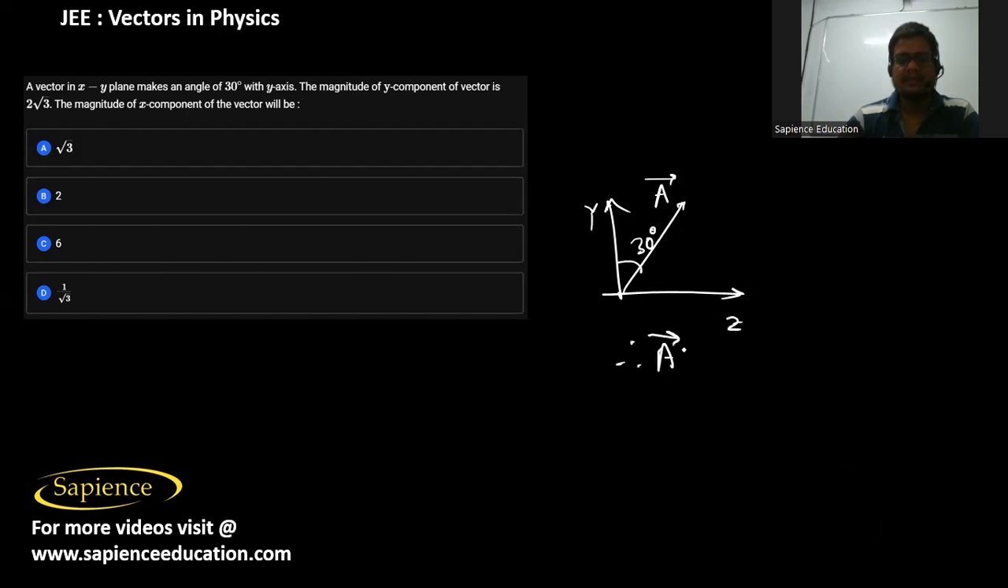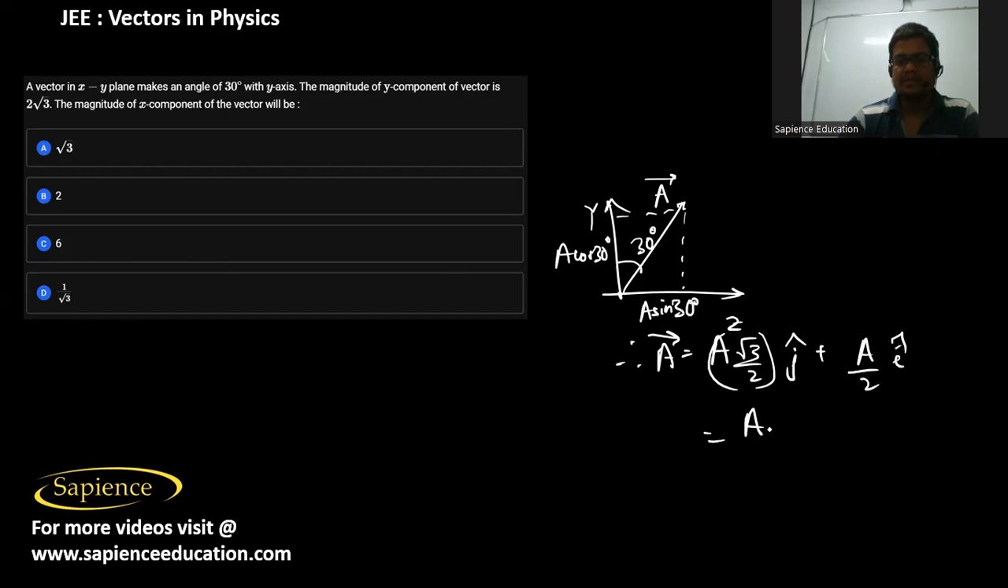Therefore, the vector A, I can say, is equal to, so its x component is A sin 30 degree, y component is A cos 30 degree. This will be A cos 30, that is root 3 by 2, A root 3 by 2 j cap, plus this is A by 2 i cap. So this is A by 2 into i cap plus root 3 j cap. So this is the vector A.